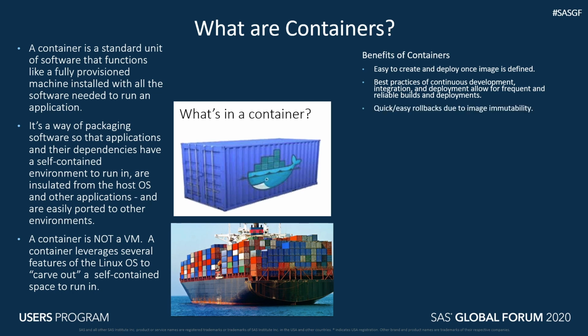They're quick and easy rollbacks due to image immutability. What we mean by that is that the image, the set of provisioned software that a container is based on, is considered immutable. That means that it is not changeable. We'll talk more about that in a few minutes, but because the image itself that we're basing the container on is not changeable, it's easy to create a new container based off of that if something goes wrong in the one we have.